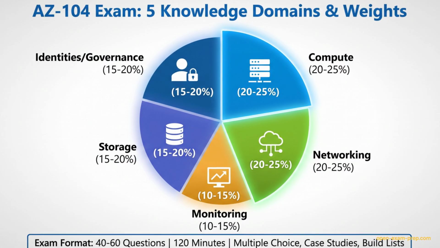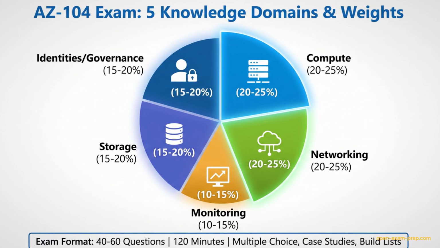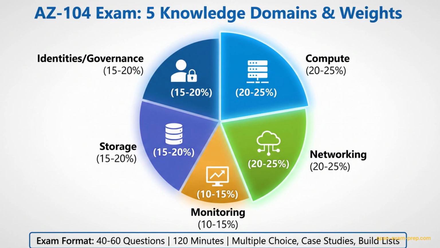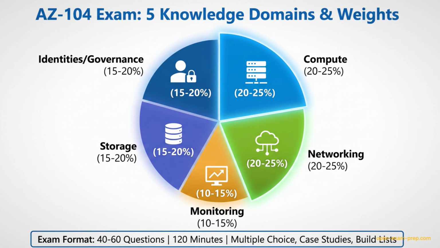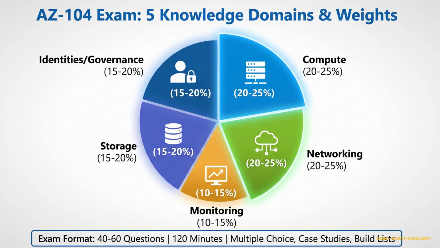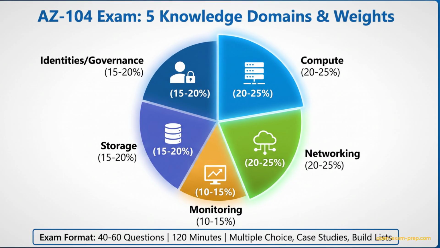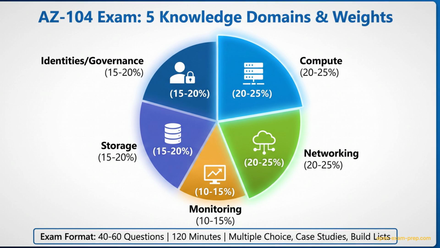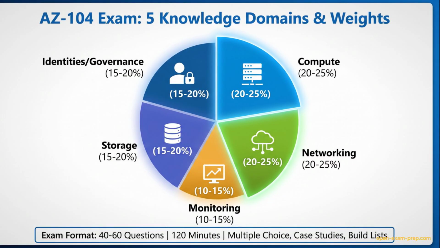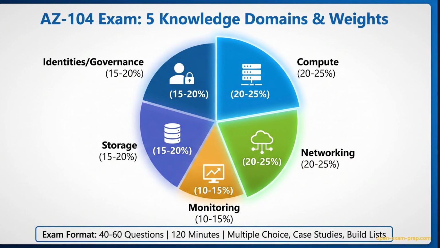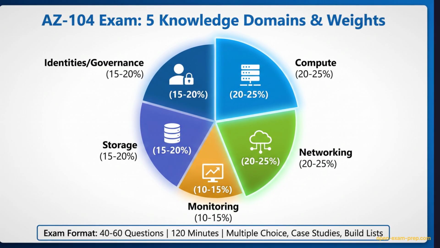The AZ-104 tests 5 core skill areas. The largest portions are compute and virtual networking, each making up 20 to 25% of the questions. Next are identities and governance, and storage, both weighted at 15 to 20%. Finally, monitoring and maintenance accounts for 10 to 15%. You'll face 40 to 60 questions in 120 minutes, including multiple choice, build lists, and case studies. Understanding this breakdown is the first step to focusing your study efforts effectively.